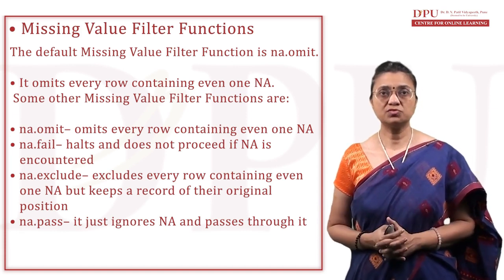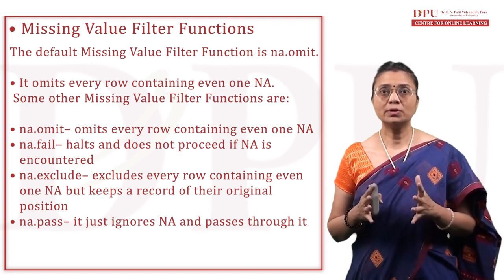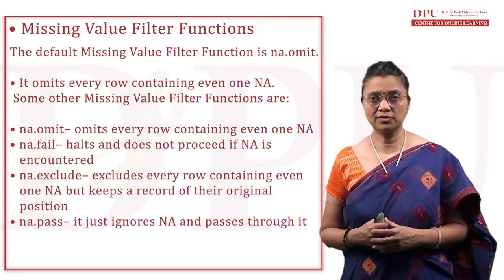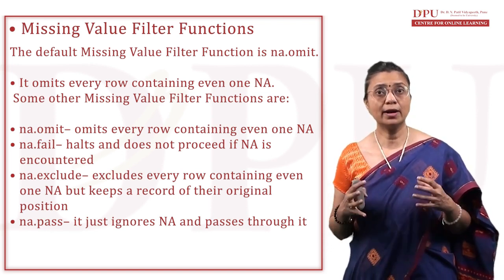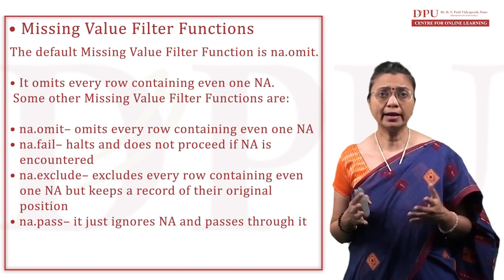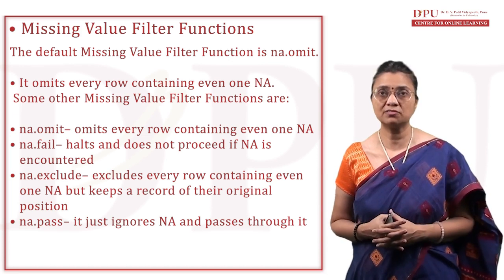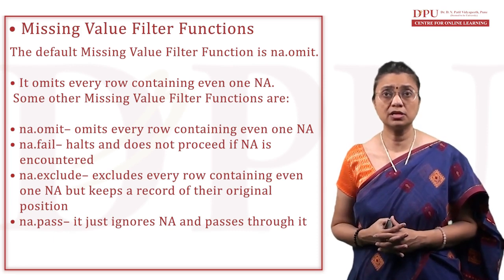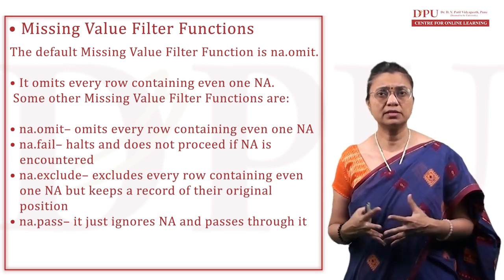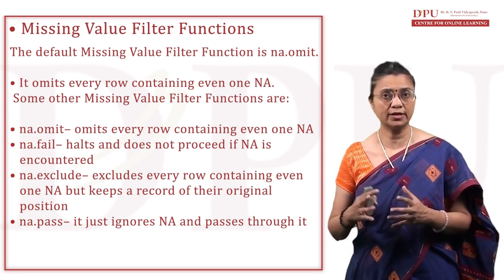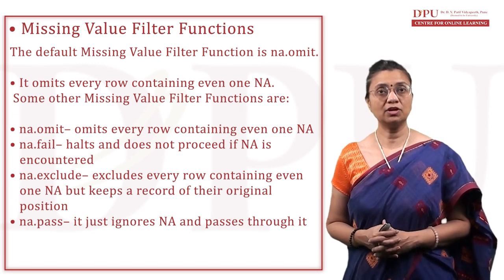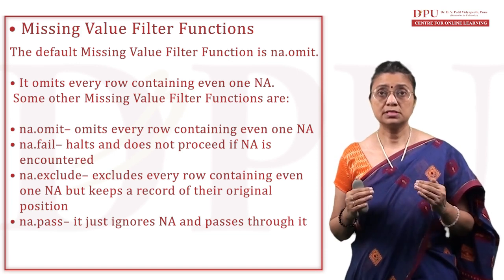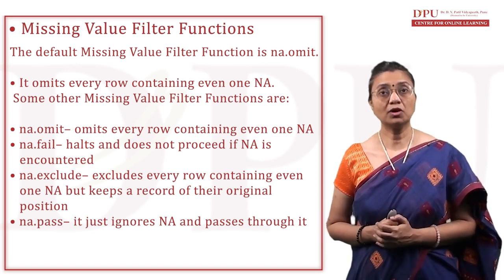So the first function, as we know, is na.omit. This omits every row containing even one NA. So basically, suppose I'm performing scientific research and my data is very critical and I cannot compromise with any missing values, because if I assume and put something else over there, it can create chaos in my results, or it can change my results abruptly, or I cannot rely on such assumed values. So in that case, what will I do? I will omit every row containing even one NA. So this is the first missing value filter function.